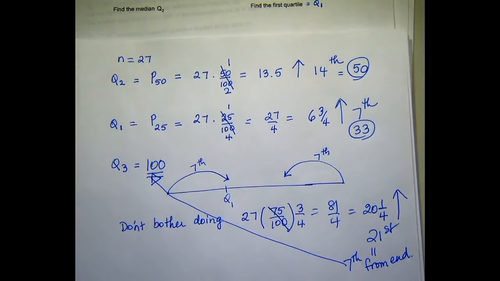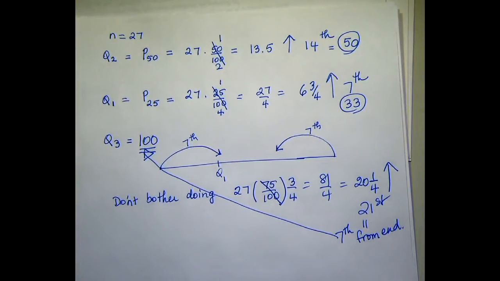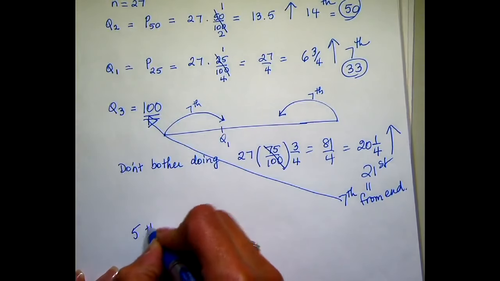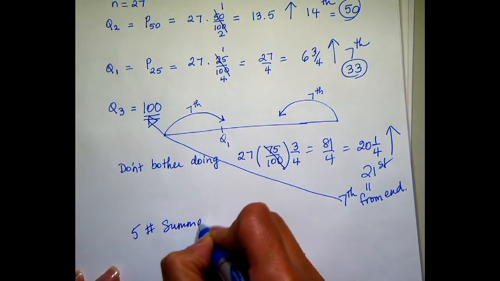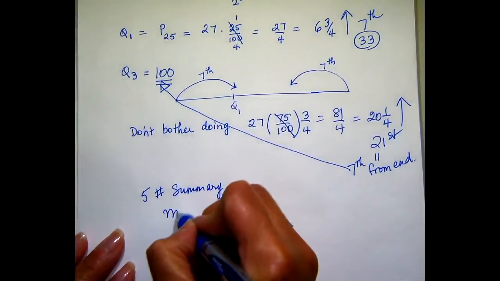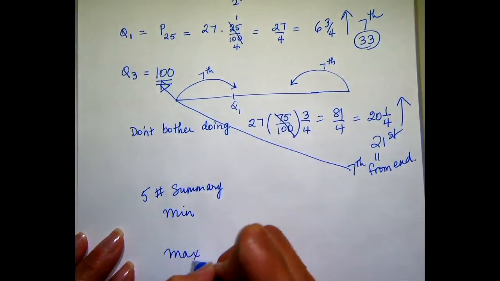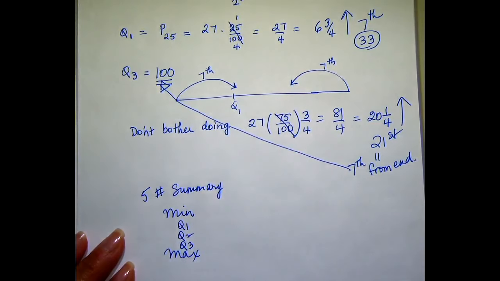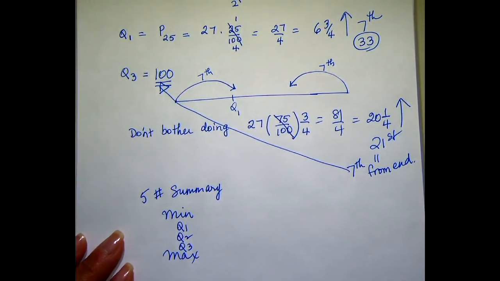So now I have my Q1, Q2, Q3, and I have my min and my max, which is the 5-number summary of this data. The 5-number summary is min, max, Q1, Q2, Q3. I need this to draw my box plot.